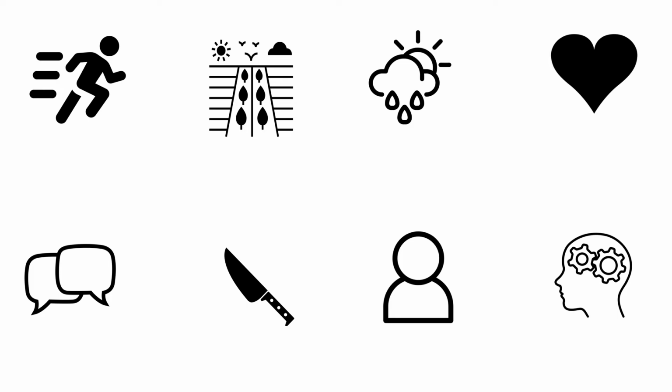At the bottom then, we've got dialogue. So you can have characters just talking, or the next one along, an object. So you could focus on one particular thing. Then we've got character, and then finally we've got thoughts. So what people are thinking.